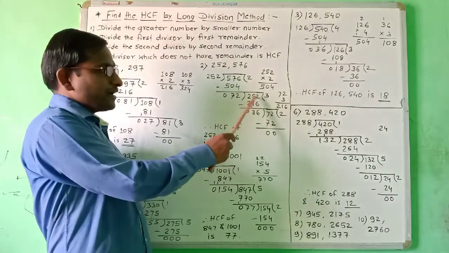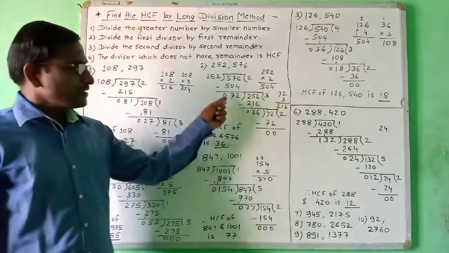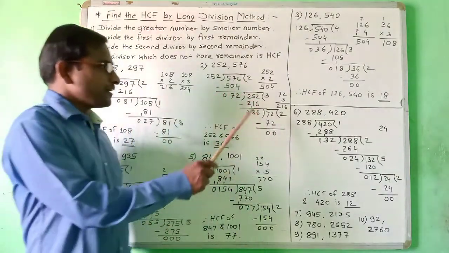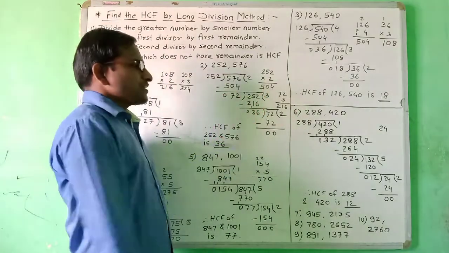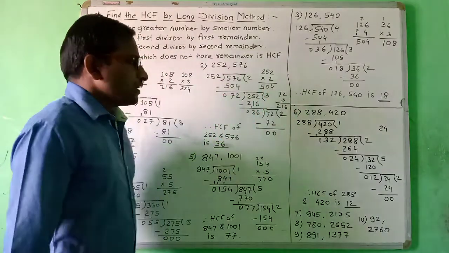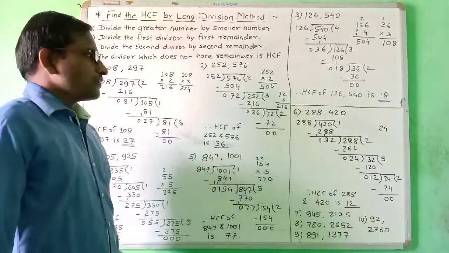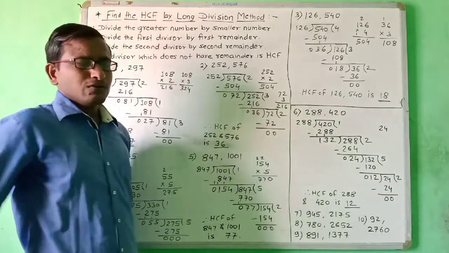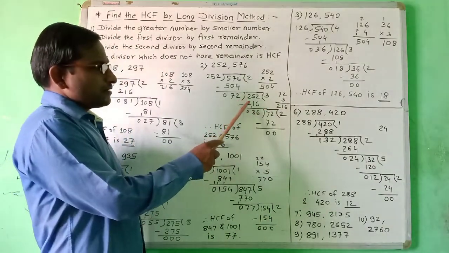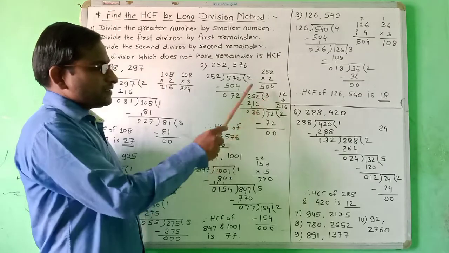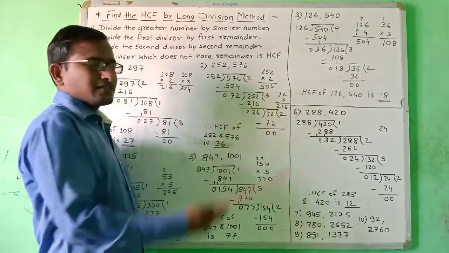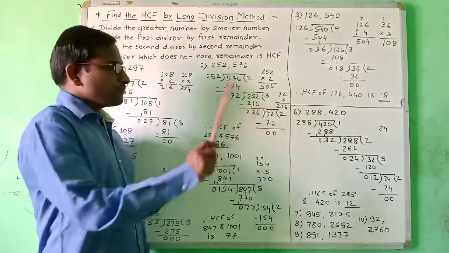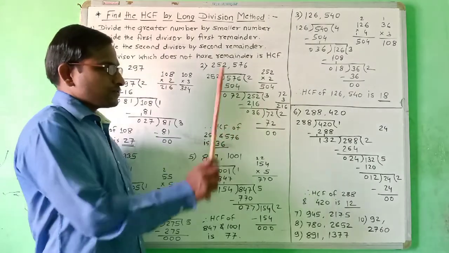So again 72 divides 252. Again in the 72 table, find the value 252 or less than that value. So again do the multiplication. 72 2s are 144 and 72 3s are 216. So write here 216 and here 3 and then again do the subtraction. 2 minus 6 is not possible. 12 minus 6 is 6, carry 1, 1 plus 1 is 2, 5 minus 2 is 3, and 2 minus 2 is 0.